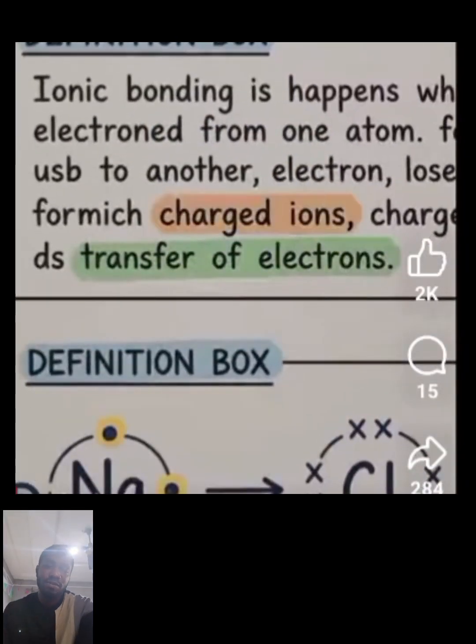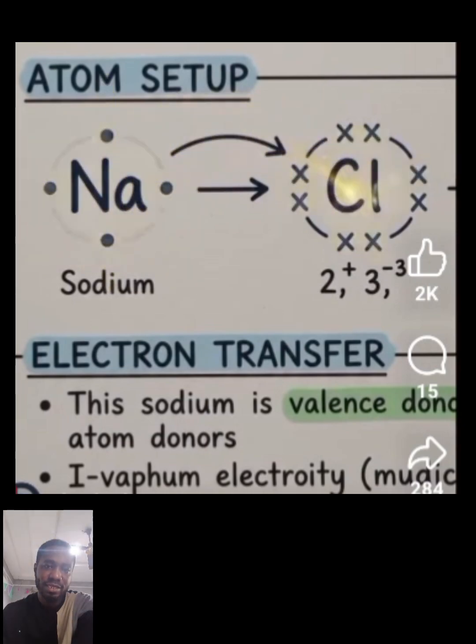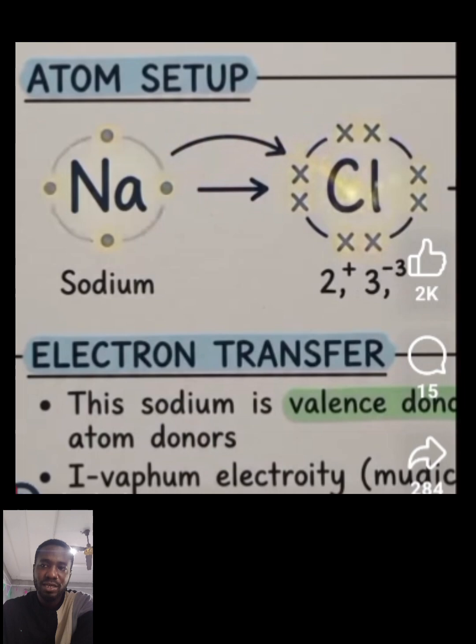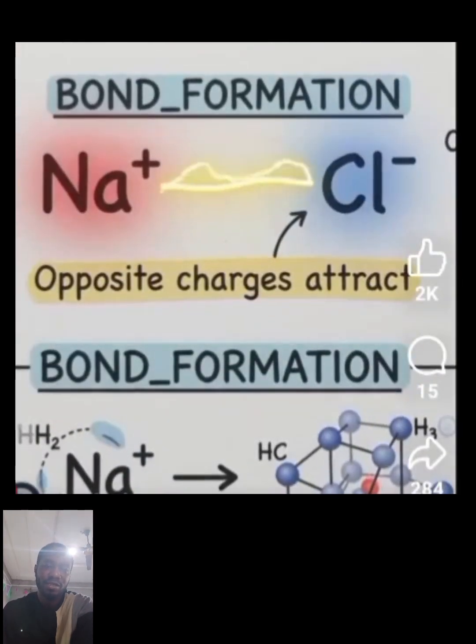Electrovalent bonding involves the transfer of electrons from one atom to another, sending and receiving of electrons. Now, this transfer and acceptance creates ionic charged particles which are attracted to each other.